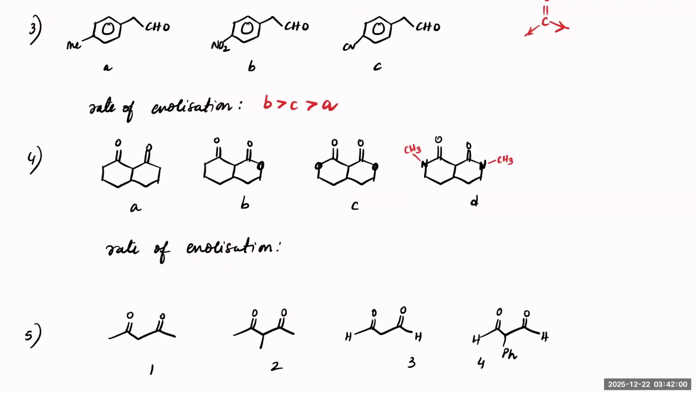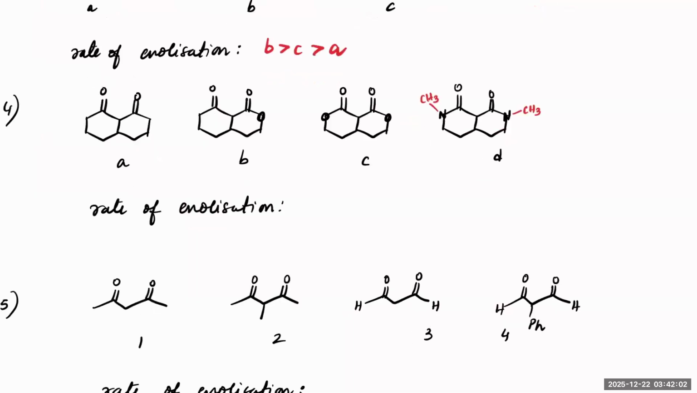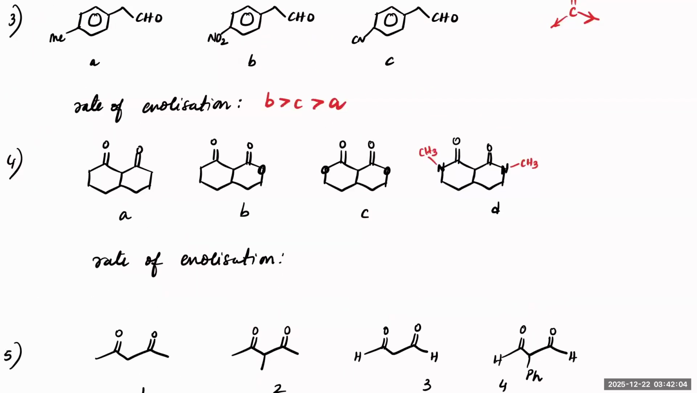All okay? Right. See the next one. Rate of enolization in the second case. Here it is the same case. This is active methylene. Both sides we have ketone. Here we have keto and one ester. Both sides we have diester.